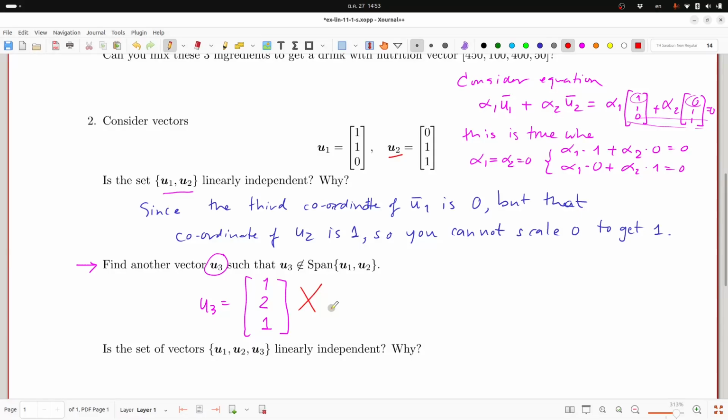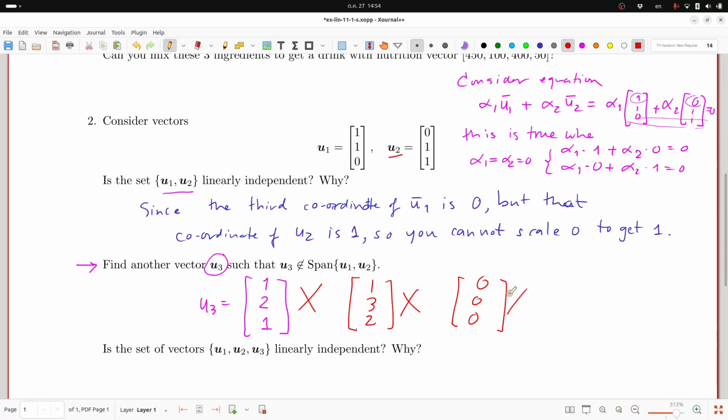Okay. If I pick 1, 3, 2, what do you get? Okay. Pick something that does not belong to the span of u1, u2. Can I pick 0, 0, 0? Does it belong to the span of u1, u2? Yes, because the zero vector belongs to whatever span you take, right?